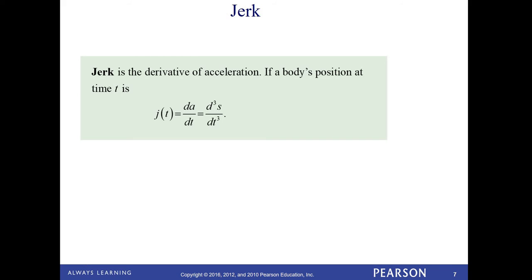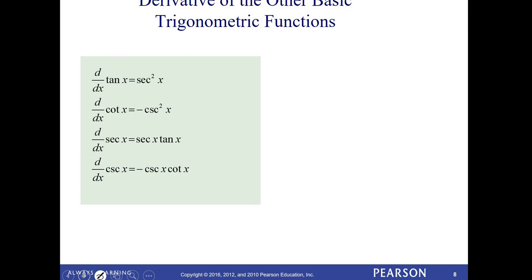Jerk. Jerk is the next step, or the derivative of acceleration. So j of t, the jerk, is the derivative dA dt, or again, the third derivative away from position. That's off the screen a bit, sorry.